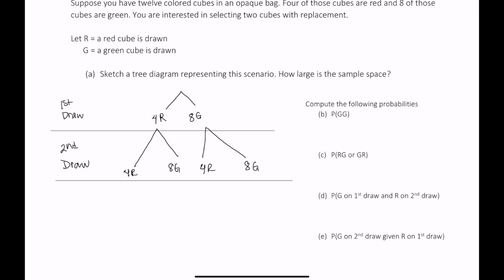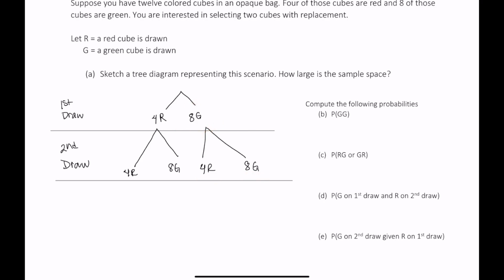Now I went ahead and wrote each of these twice because if we get a red cube and we put it back, there are still 12 cubes in the bag and we could get either a red one or a green one. Similarly, if we started with a green cube, we could still get 4 red or 8 green.